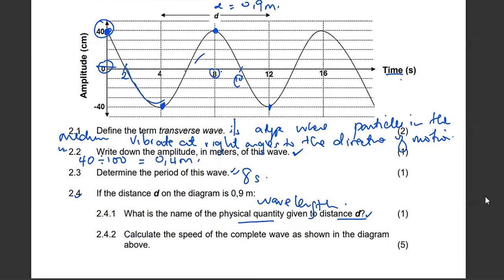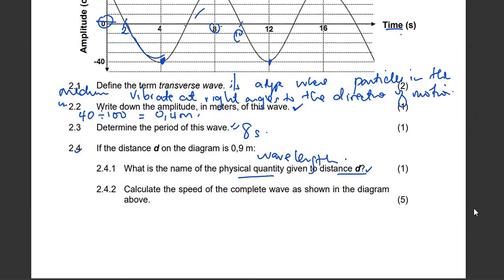Okay, then 2.4.2, calculate the speed of the complete wave that is shown in the diagram above. What do they need? They want the speed. Now we know that v is given as f what? f lambda, okay? The only thing that we need to find is just the frequency because we already have the wavelength. Do we have the wavelength? Yes, we have it already. So we know that frequency is given as 1 over the period, and then 1 over 8, we're going to get 0.125 hertz.